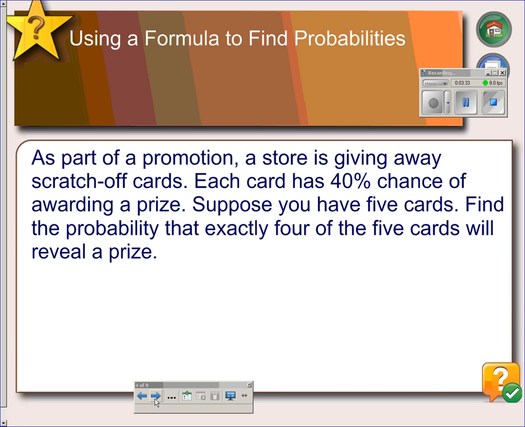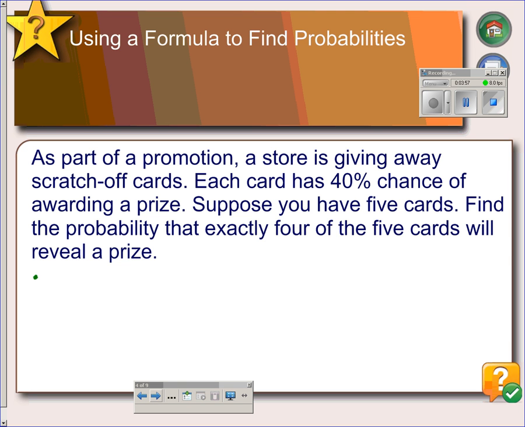Okay, so here's an example. As a part of a promotion, a store is giving away scratch-off cards. Each card has a 40% chance of awarding a prize. Suppose you have 5 cards. Find the probability that exactly 4 of the 5 cards will reveal a prize. First thing we're going to do is check and see if it's a Bernoulli trial or a binomial experiment.